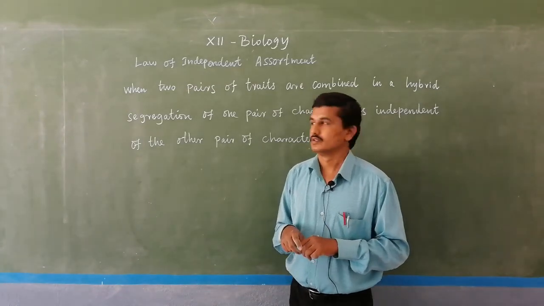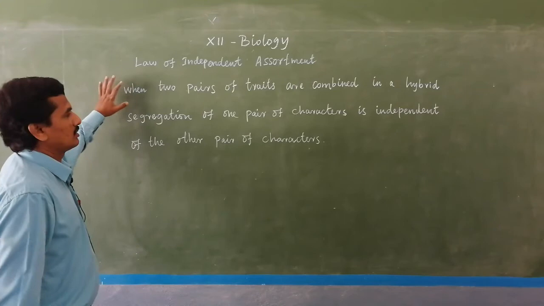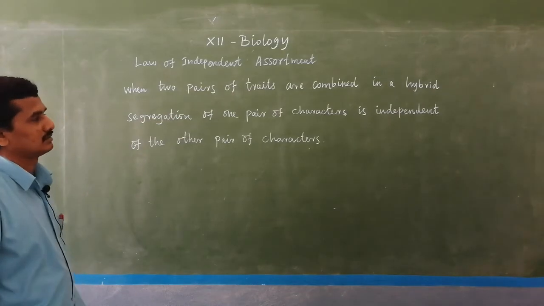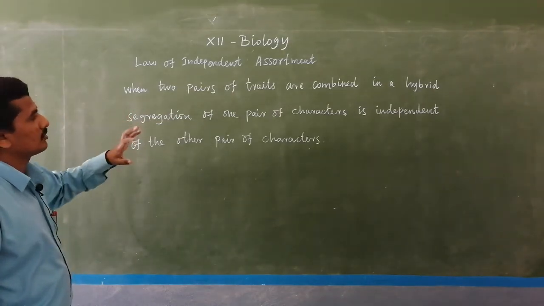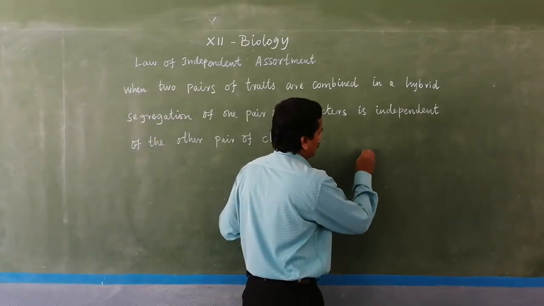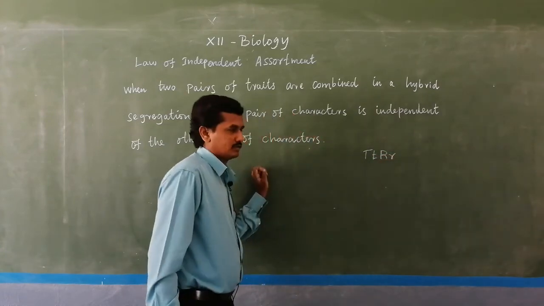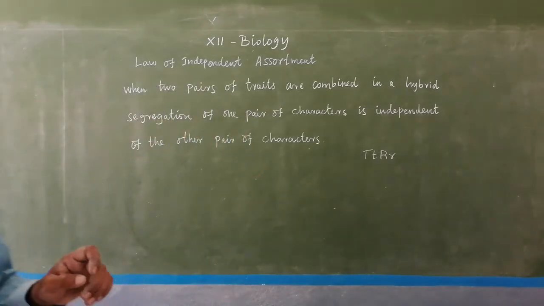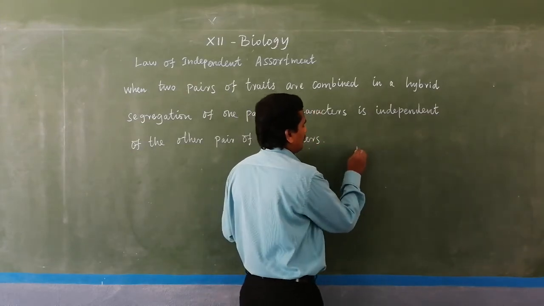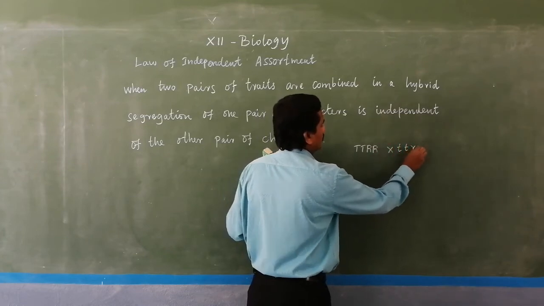Okay, when two pairs of traits are combined in a hybrid, listen, in the F1 generation what characters are expressed? Capital R, small r. This is heterozygous round. In the parents, normally in a dihybrid cross, what do we take? A tall pea plant with round seeds, crossed with a dwarf pea plant with wrinkled seeds.